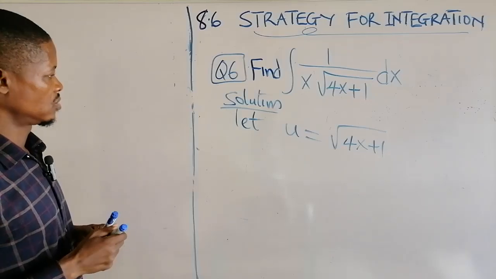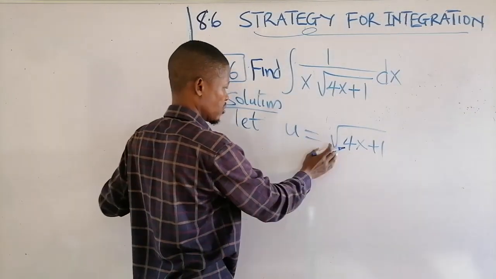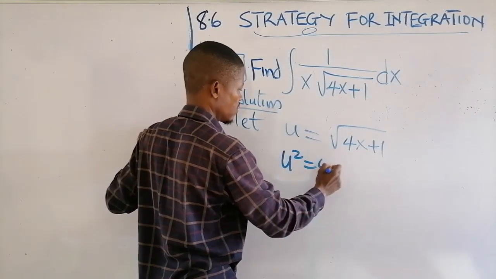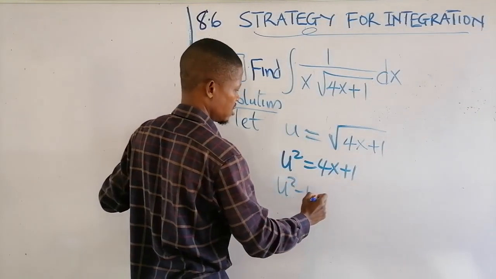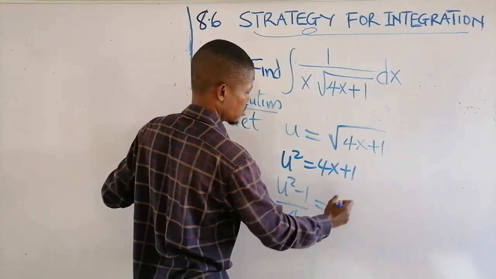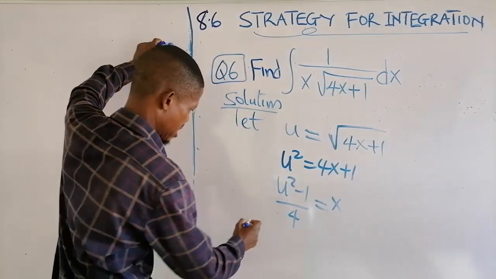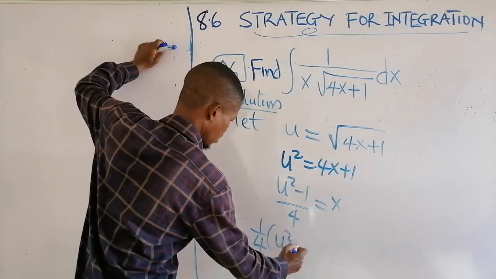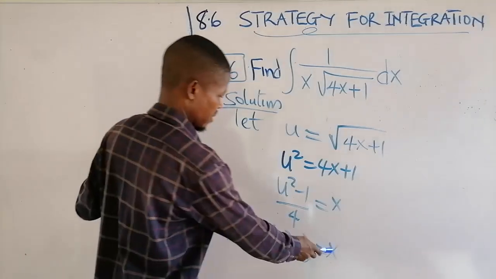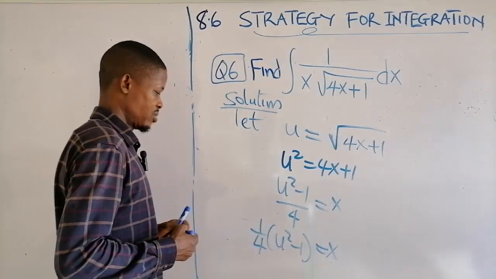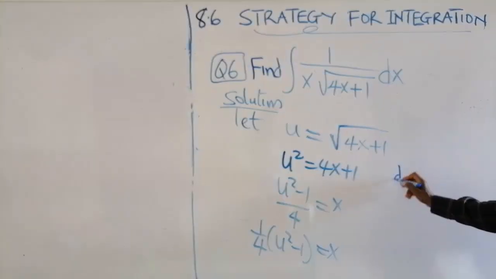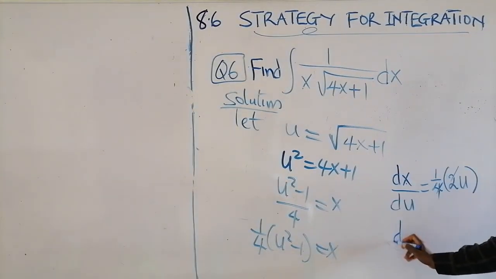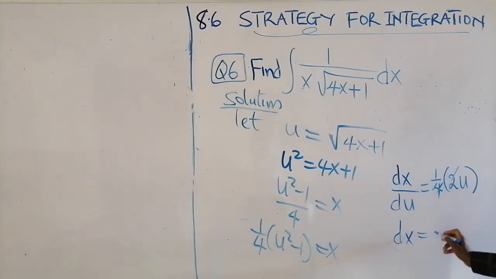So with that now, the best way is to square both sides. So you have U squared equal to 4x plus 1. And that will be U squared minus 1 over 4 equal to this, which we can make as 1 over 4 times U squared minus 1. So we have gotten an expression for x. Then the next thing to do now, we can differentiate the x with respect to U. So the x, make it and solve it, and we have this.